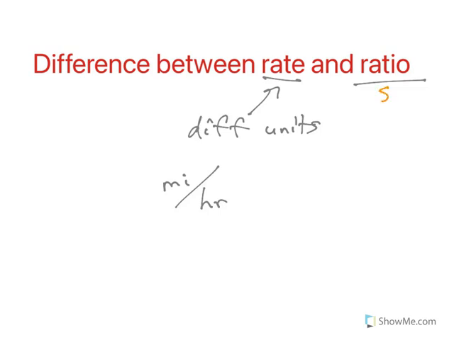A ratio has the same units, like I used 4 cups and you used 2 cups. Same units. There's the difference between a rate and a ratio. They're still both fractions of a sort.